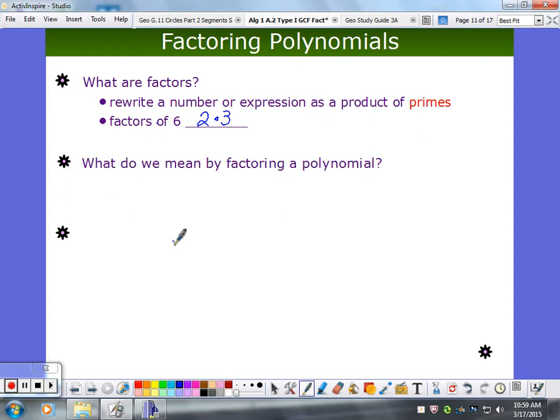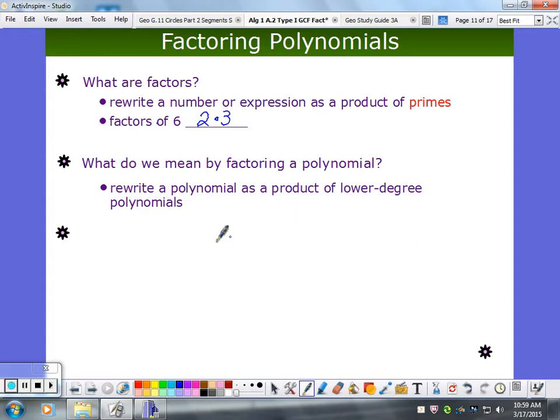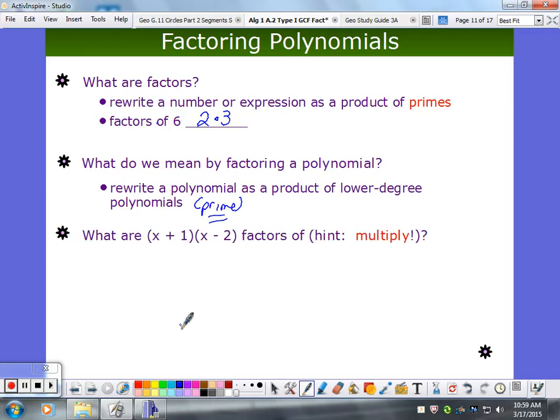So we're going to be talking about factoring a polynomial. I want to split up a big polynomial into smaller polynomials that multiplied together give me the original one. Just like I multiply this together to get to my original, we're going to be multiplying. So you're going to rewrite a polynomial as a product of lower degree polynomials, and they will be prime polynomials, which means the polynomials that we're working with can't be factored further. All right. So these are factors of a polynomial.